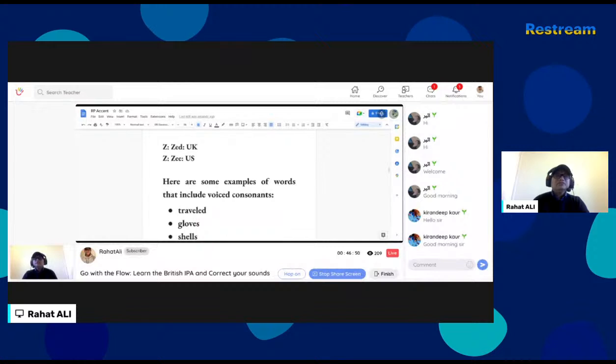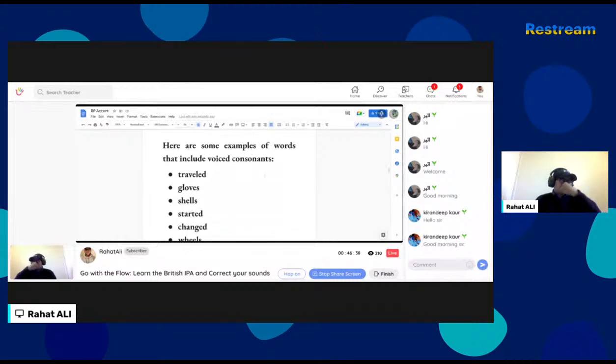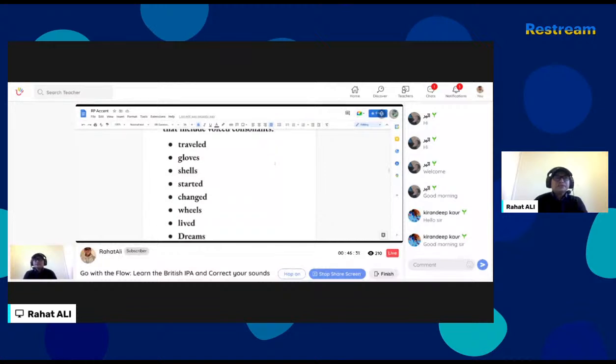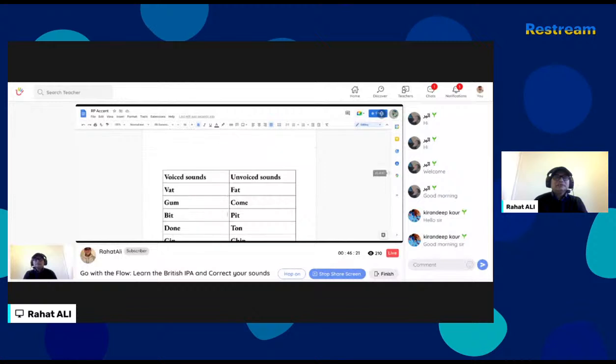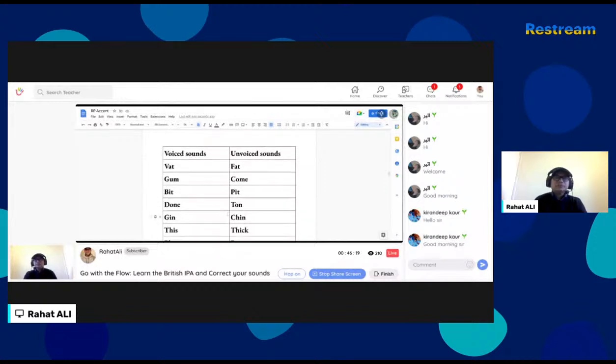Okay, it is glove. So when it's plural, it becomes gloves. Then shells, started, changed, wheels, lived, dreams, suit, bud. Okay, there are some examples of some words which are voiced and unvoiced sounds.